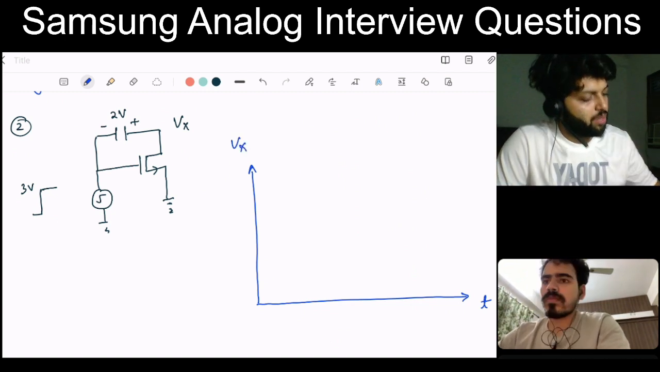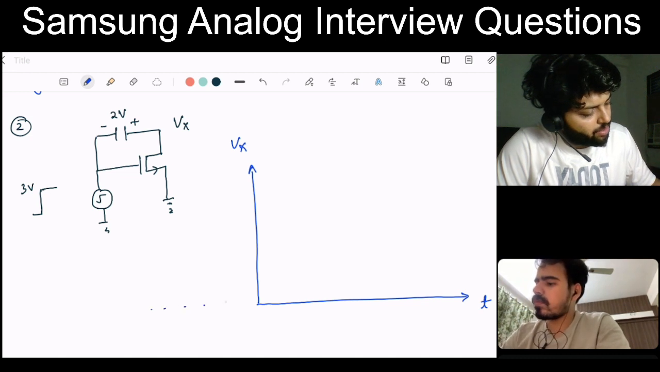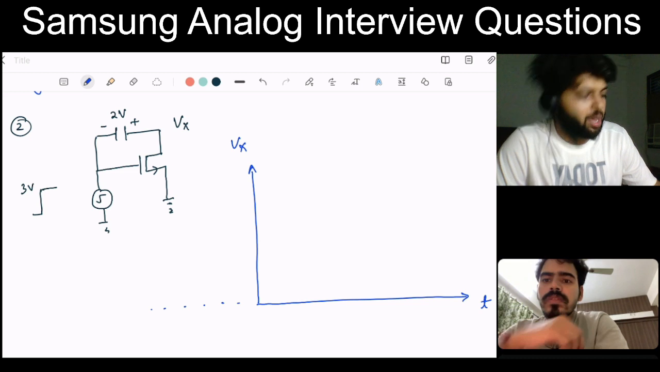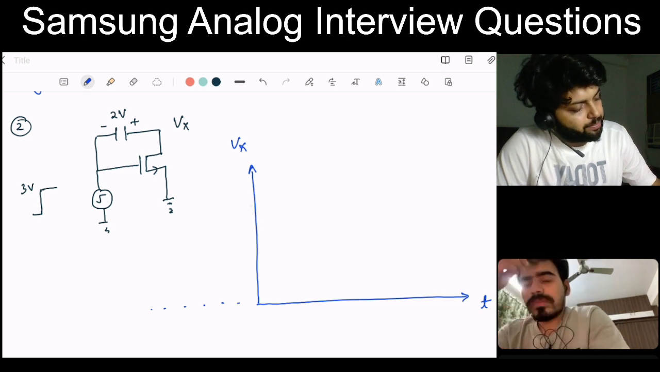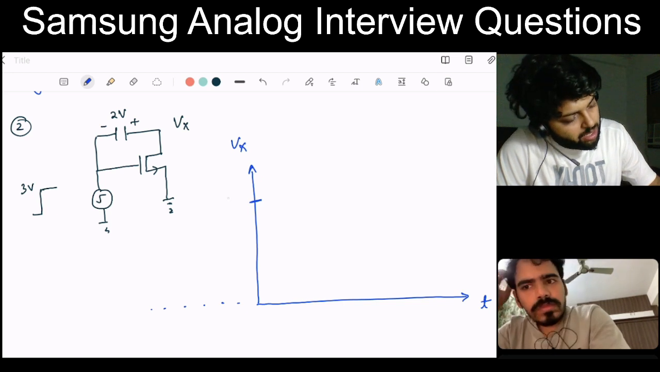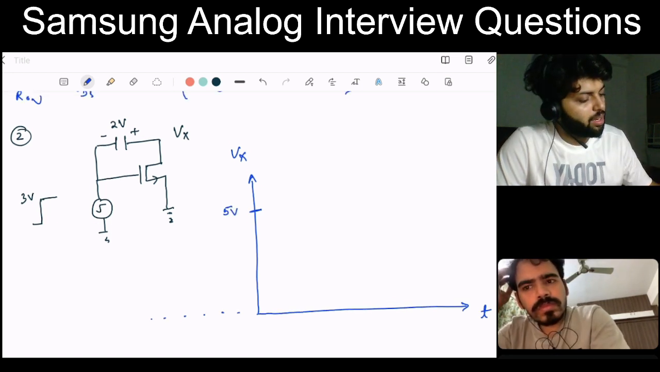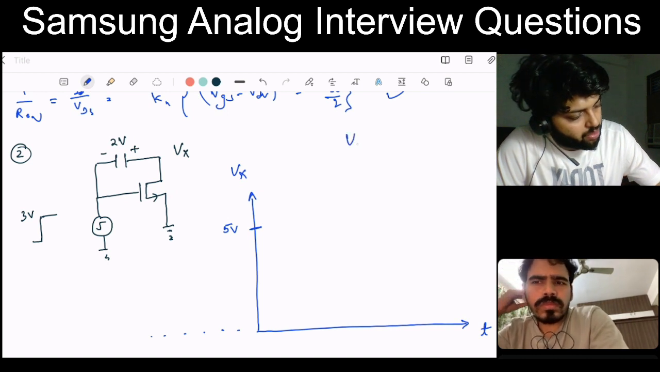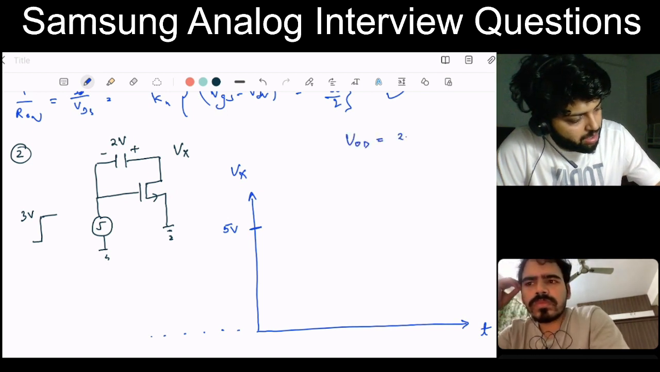So in this one, just like the previous one, we can directly say that at t equal to 0, 3 volt abruptly came up. So 5 volt is here. The circuit will start from somewhere over here, 5 volt. Now again, the same thing will follow like we calculated in the above question. V overdrive will be 2.3 volt.